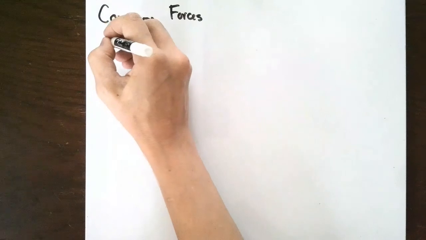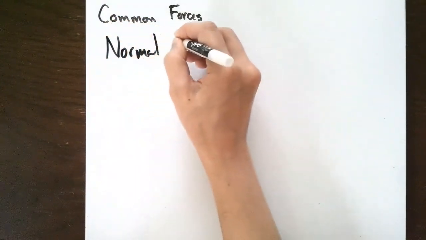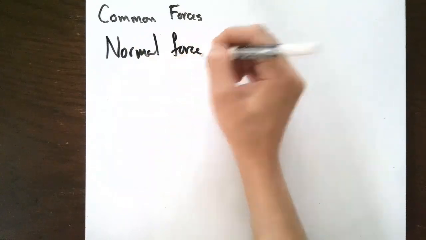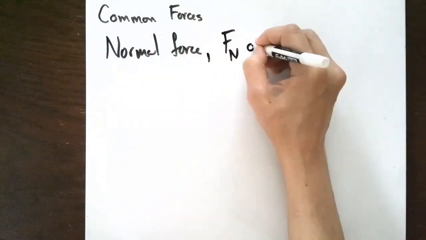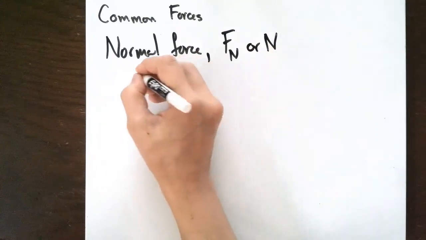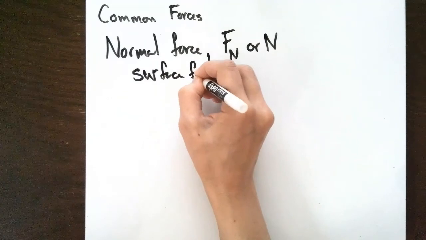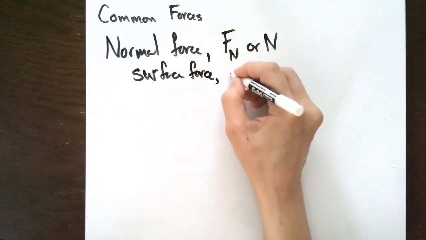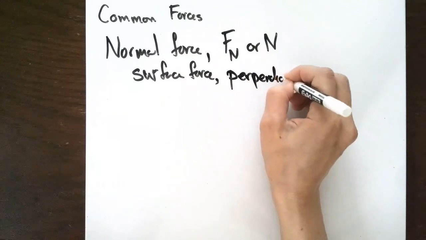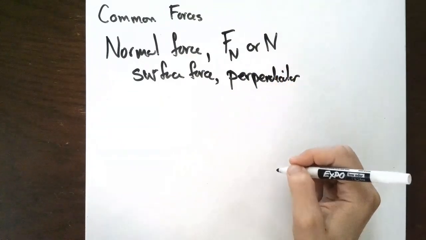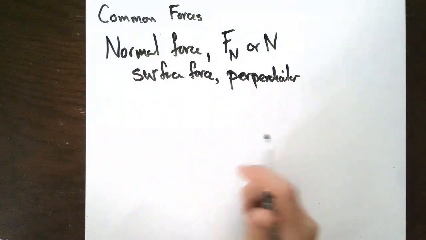Next we have our surface forces. The first one of those is the normal force. We symbolize that with a big F for force, sub n, or just an N. Like I said, it's a surface force, and it is the perpendicular component of that surface force. That's where it gets its name from. Normal is another word for perpendicular.